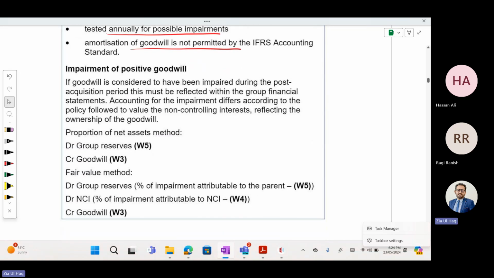Impairment of goodwill. In case of impairment, what will be the accounting entry? We need to deduct from parent retained earning. So group reserve, meaning retained earning, debit, and goodwill we need to reduce, credit. Only in case of fair value method. In case of the proportionate net asset method, we don't need to deduct impairment from retained earning and non-controlling interest. And from non-controlling interest, non-controlling interest debit and goodwill credit, meaning the combined entry will be like this.